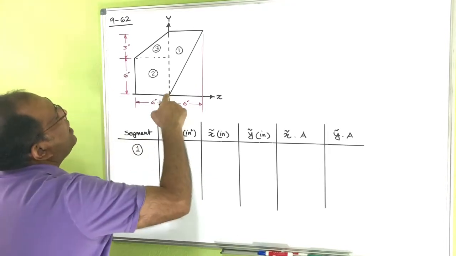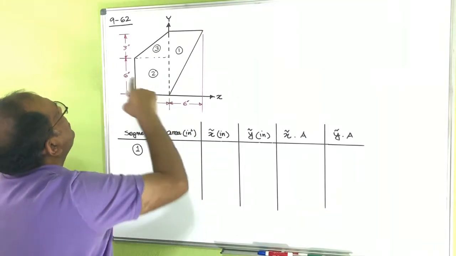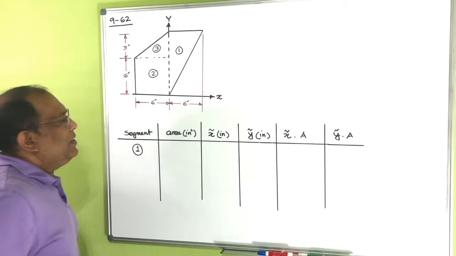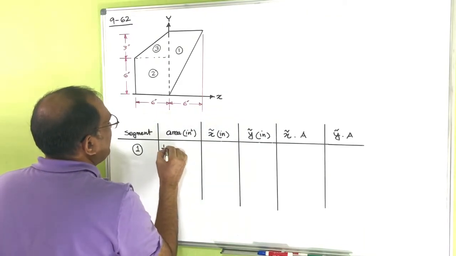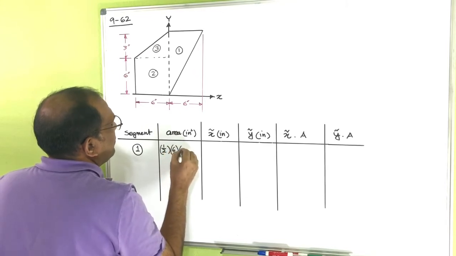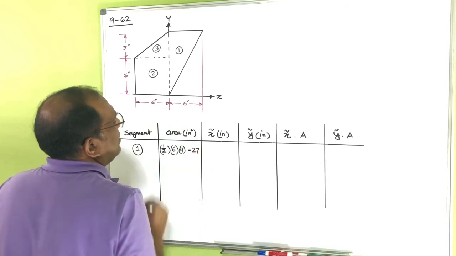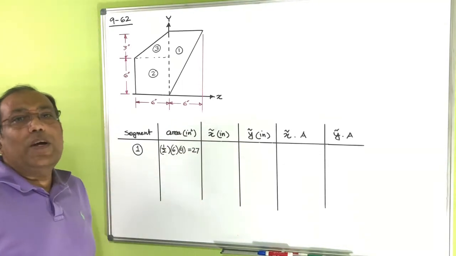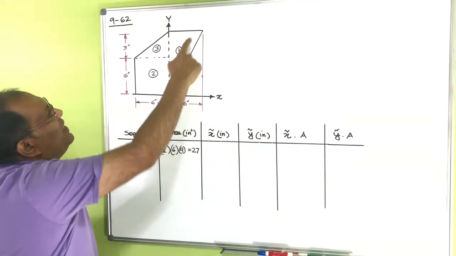So what's the area of that segment here? 1. You can see half into 6 into 9. So that's actually 27, right? What is the x bar? And the x squiggly bar for this area.